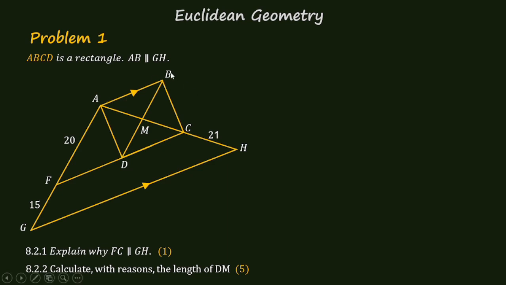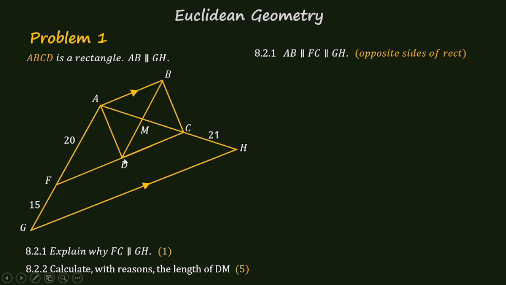That means AB is parallel to DC. If AB is parallel to DC, it should also be parallel to FC. So AB is parallel to FC because this is the same straight line. Therefore, AB is parallel to FC. It is parallel to GH because these are the opposite sides of a rectangle. These two are the opposite sides of a rectangle. Therefore, this line will be parallel to that line. Now, they want us to calculate the length of DM.